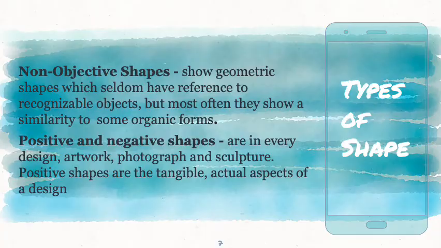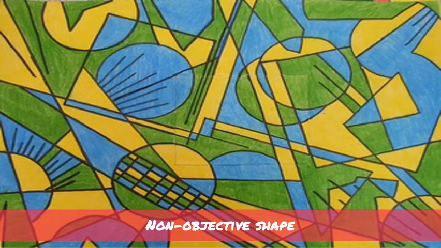Okay, so here are examples of non-objective shapes. Sometimes the best way to approach a drawing is to forget about the object being portrayed and see things simply as an arrangement of abstract shapes.